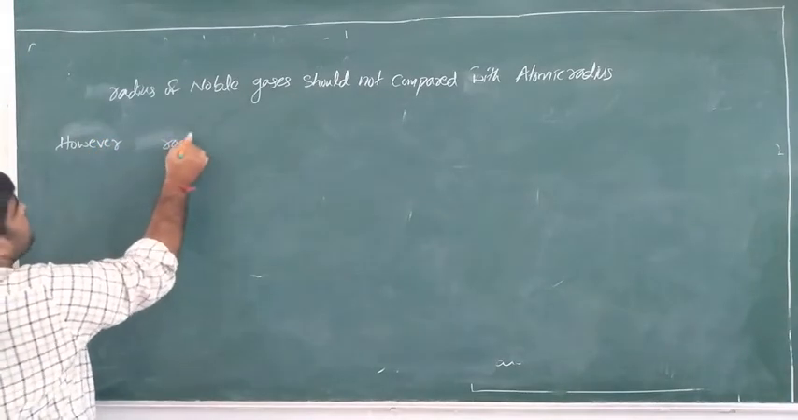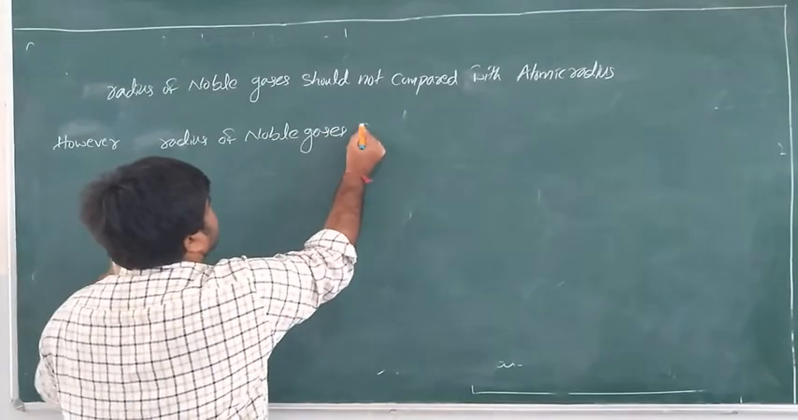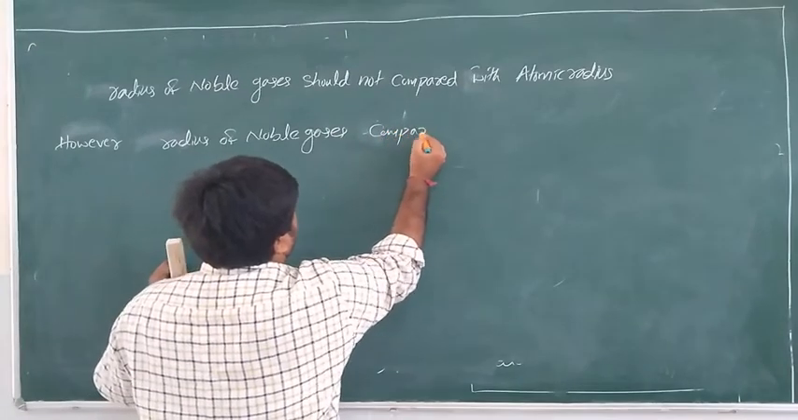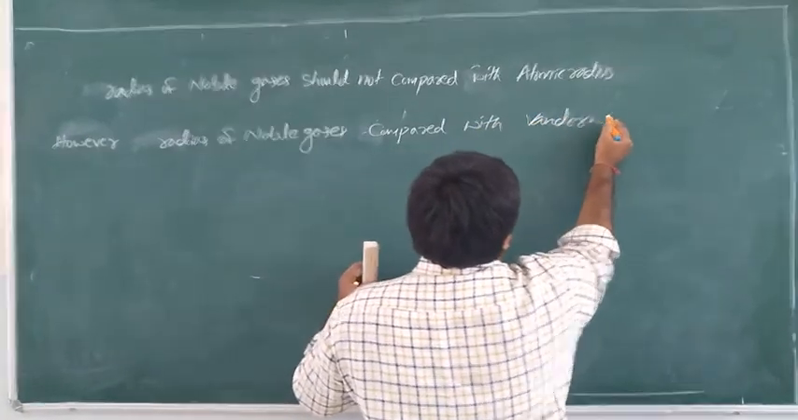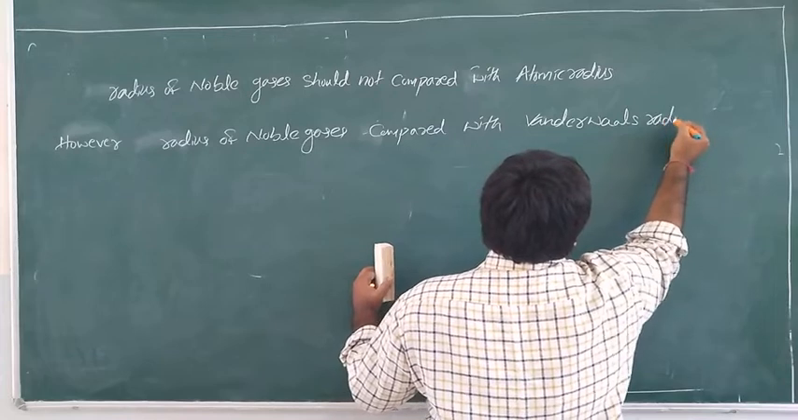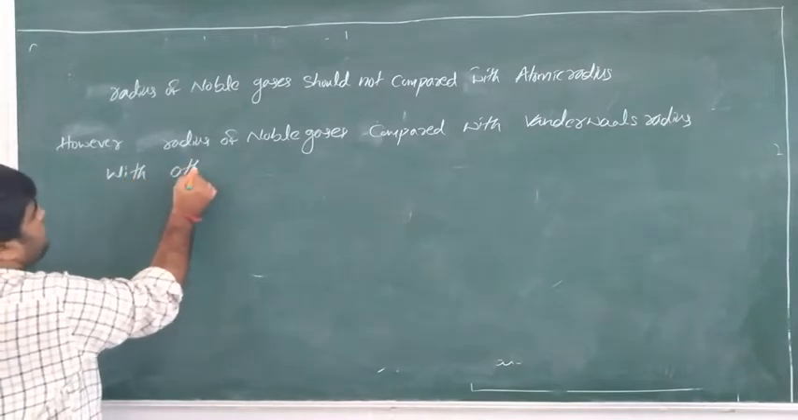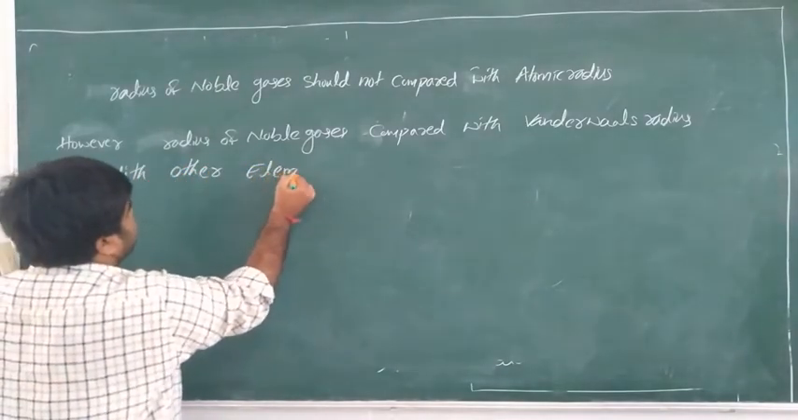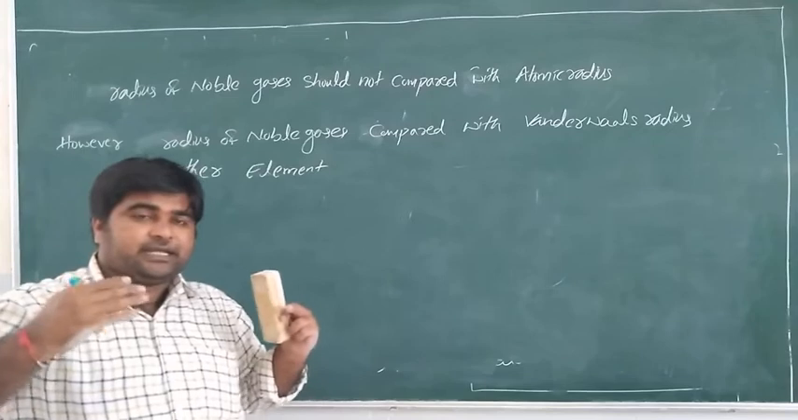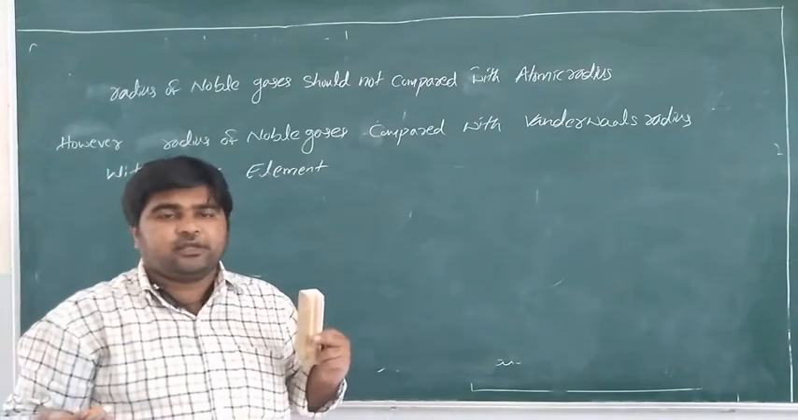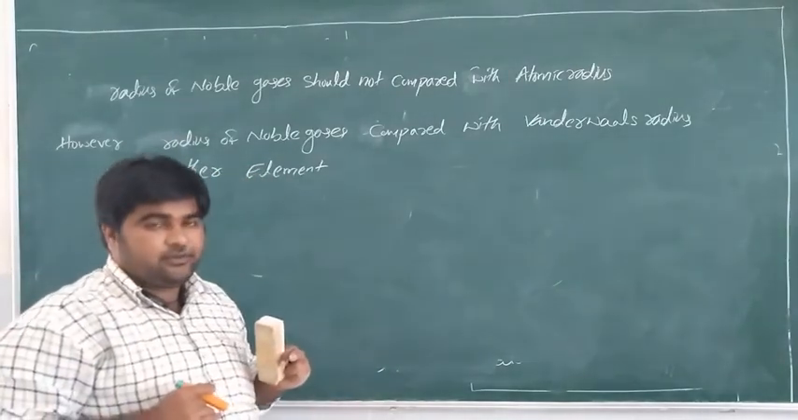However, the radius of the noble gases is compared with van der Waals radius with other elements. Is it clear what I am saying? So atomic radius does not explain the noble gases radius. The radius of the noble gases should not be compared with atomic radius.